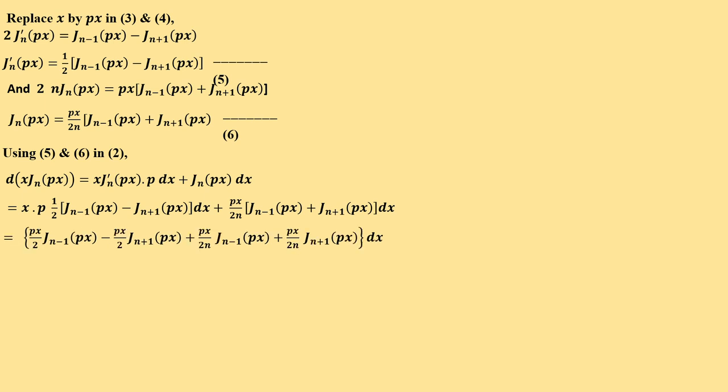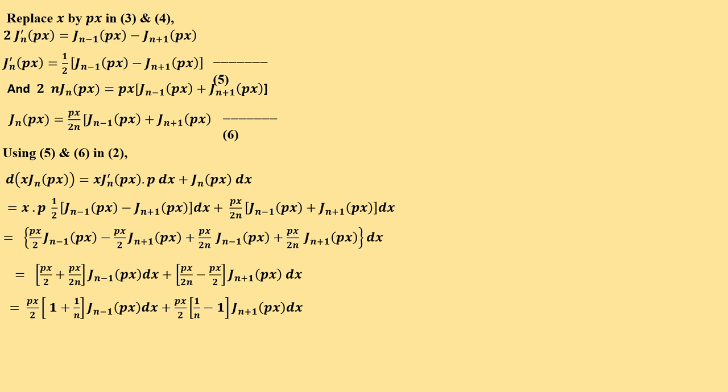That is equal to px by 2 Jn minus 1 of px minus px by 2 Jn plus 1 of px plus px by 2n Jn minus 1 of px plus px by 2n Jn plus 1 of px dx. So now we are grouping Jn minus 1 of px from the first and third term. So (px by 2 plus px by 2n) into Jn minus 1 of px dx, plus we are grouping the second and fourth term, where Jn plus 1 of px is common. So we get (px by 2n minus px by 2) Jn plus 1 of px dx.